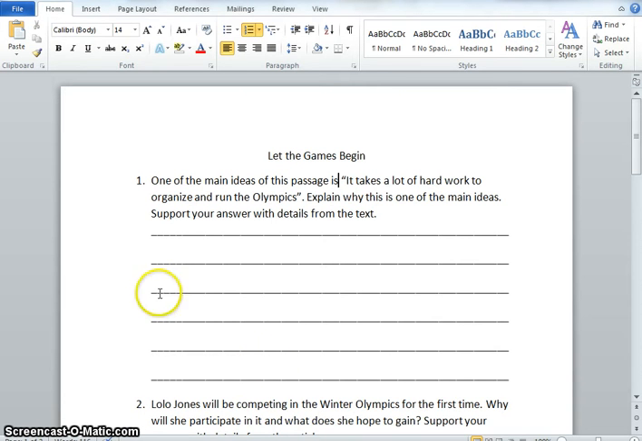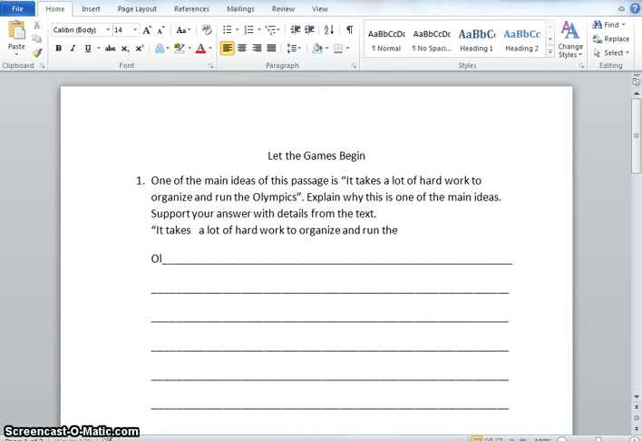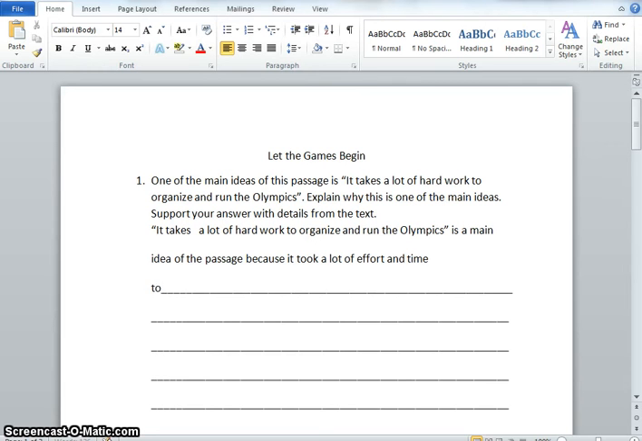So this is how I responded to that question. I said, "It takes a lot of hard work to organize and run the Olympics" is a main idea of the passage, because it took a lot of effort and time to get ready for the event. The reason I use quotation marks is because I took this word for word from my question. I'm just restating and answering my question right now, okay? I restated and I answered my question, okay?